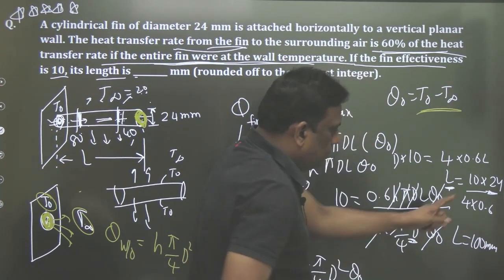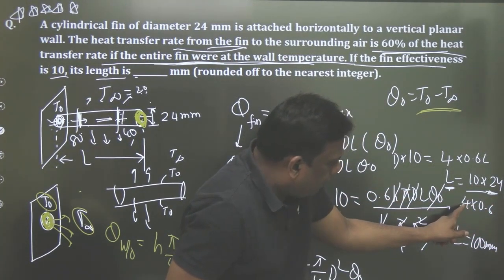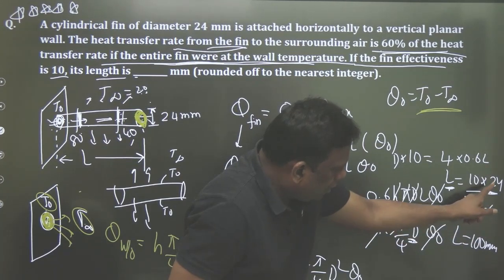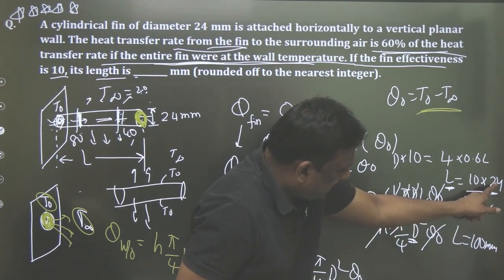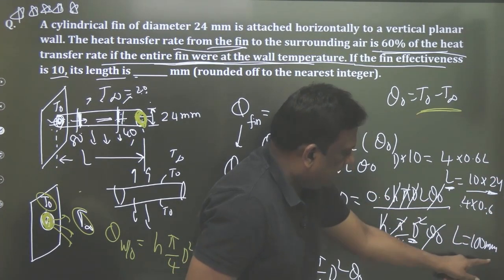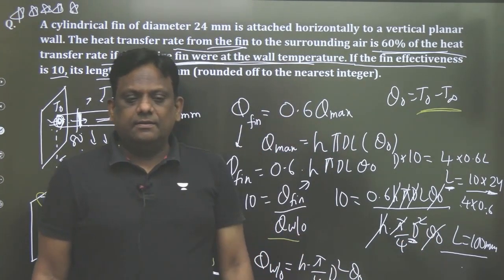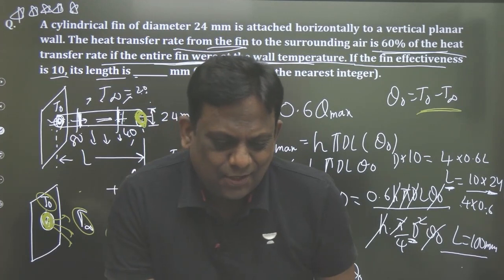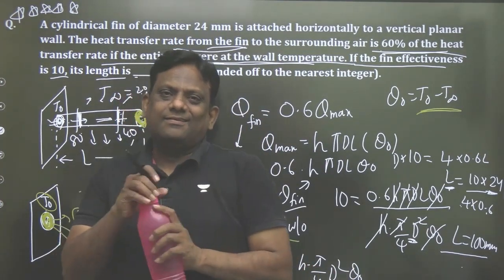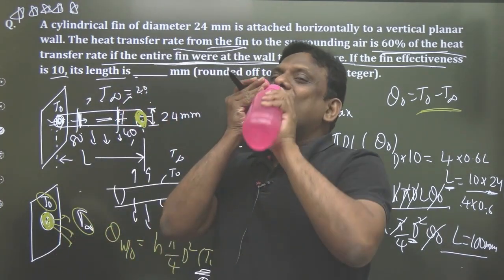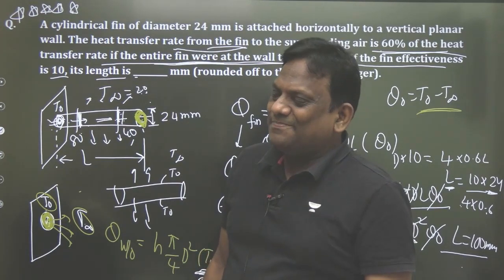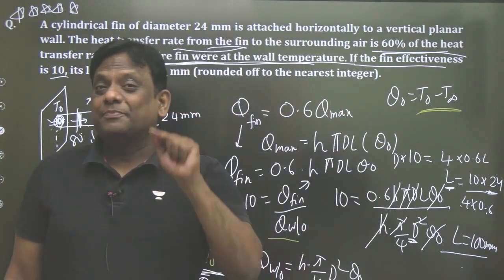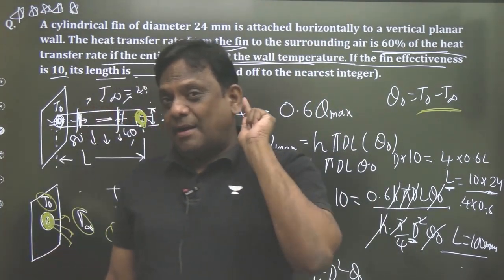Listen carefully. So 4 into 0.6 is 2.4. 24 by 2.4 is 10. So 10 into 10 is 100. This is the length of the fin. But this is the wrong answer. Any guesses? My dear students, I said we are missing something. We are committing one mistake.